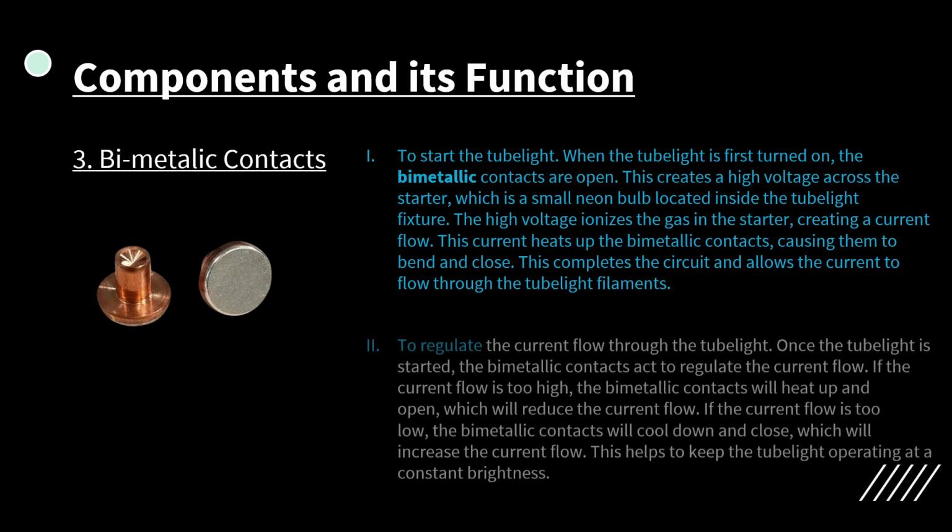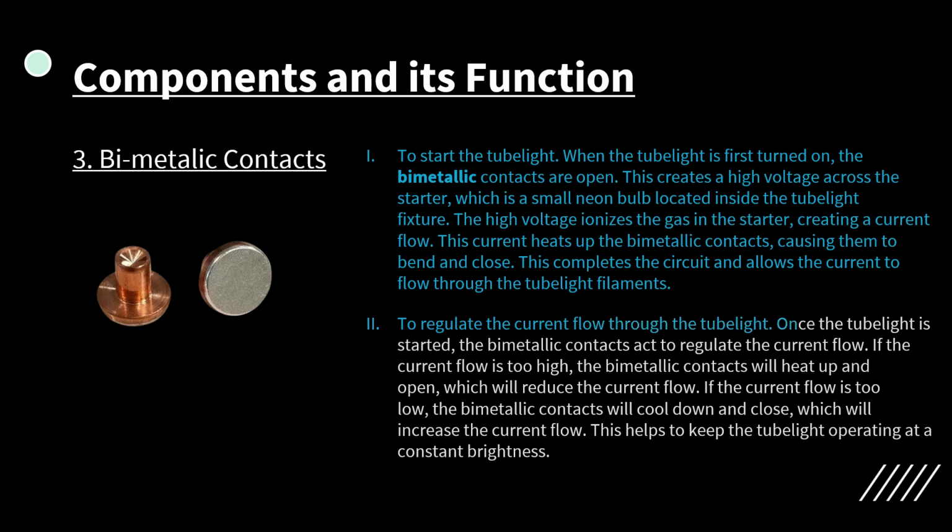The second reason is to regulate the current flow through the tube light. Once the tube light is started, the bimetallic contacts act to regulate the current flow. If the current flow is too high, the bimetallic contacts will heat up and open, which will reduce the current flow. If the current flow is too low, the bimetallic contacts will cool down and close, which will increase the current flow. This helps to keep the tube light operating at a constant brightness.